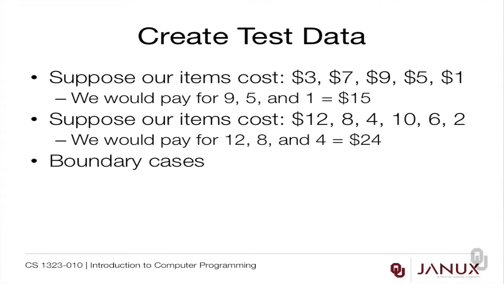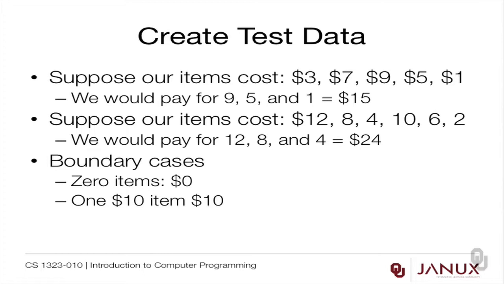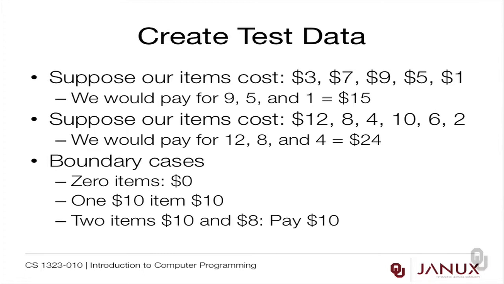Boundary cases we might want to consider. Well, certainly if we buy 0 items, we want to pay $0. If we buy only one item, maybe a $10 item, we want to pay $10. And if we have a $10 and $8 item, we're going to pay $10.